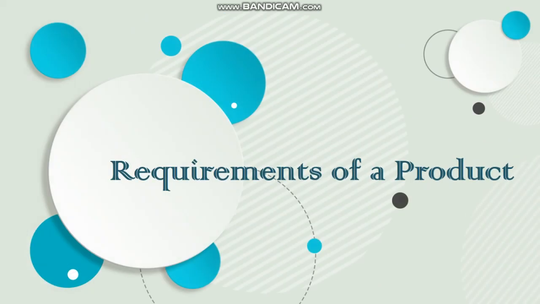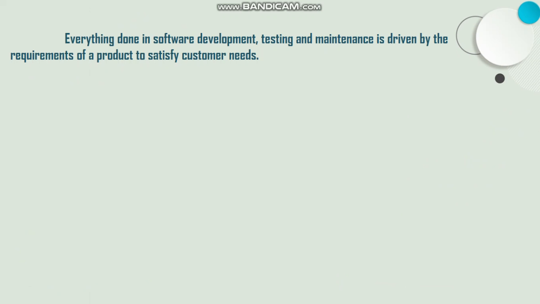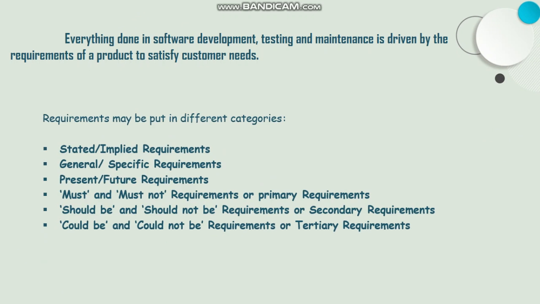So, requirements of a product. Everything done in software development, testing, and maintenance is driven by the requirements of a product. These are the categories of requirements. Stated or implied requirements, general or specific requirements, present or future requirements. Must and must not requirements are primary requirements, should be and should not be requirements are secondary requirements, could be or could not be requirements are tertiary requirements. So these are the requirements that may be put in different categories.